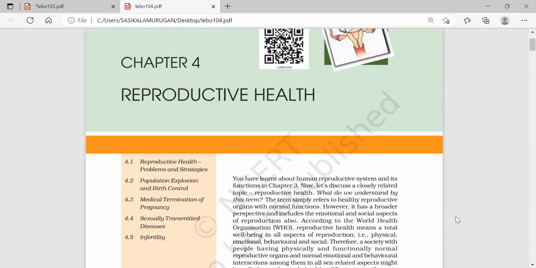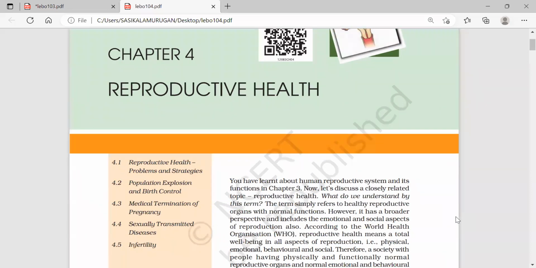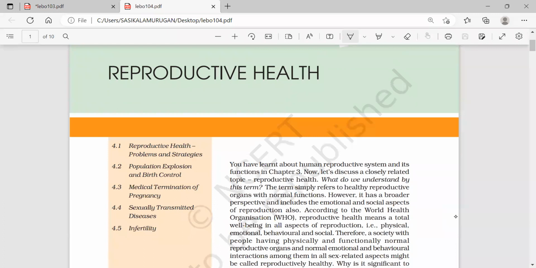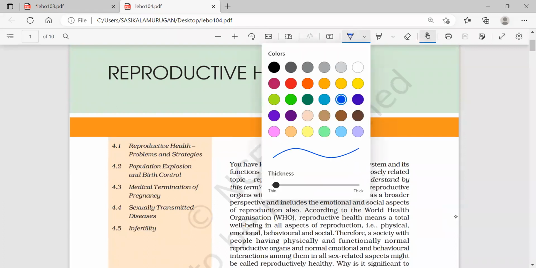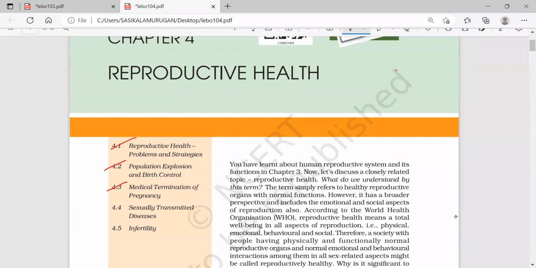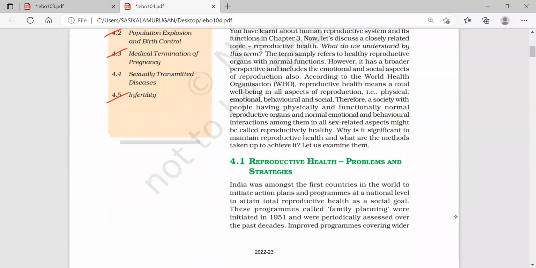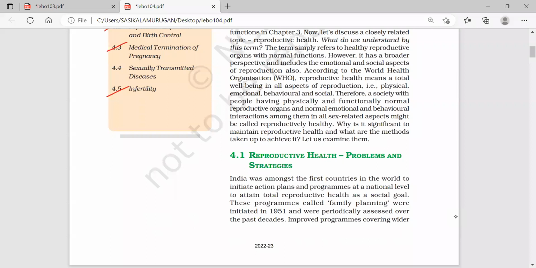Okay. So this is chapter 4, reproductive health. These are the list of the topics we are going to discuss: reproductive health problems and strategies, population explosion and birth control, medical termination of pregnancy, and sexually transmitted diseases. And finally, we will complete this lesson with infertility. So the very important topic, the first one, is reproductive health problems and strategies.